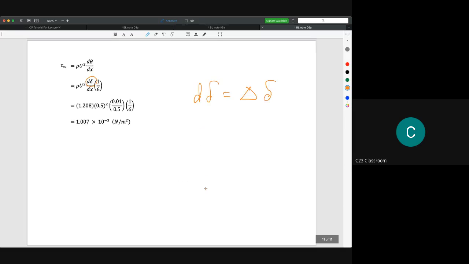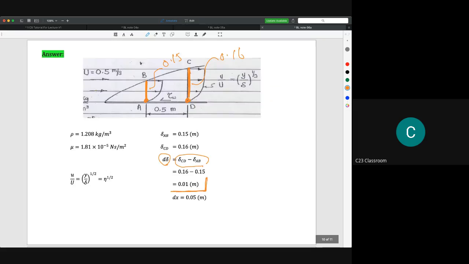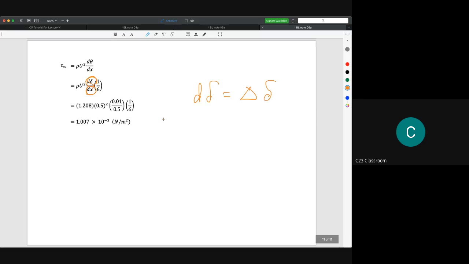So this is the value of d delta, and dx here means the difference of these 2 points, which is given as 0.5. So we substitute dx as 0.5. Then we know the value of U, we know the value of rho, and then we can calculate tau equal to 1.007 times 10 to the power of -3. So this is the idea to solve the problem of boundary layer.